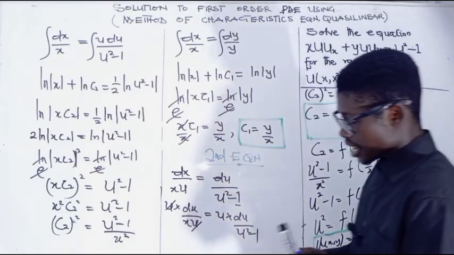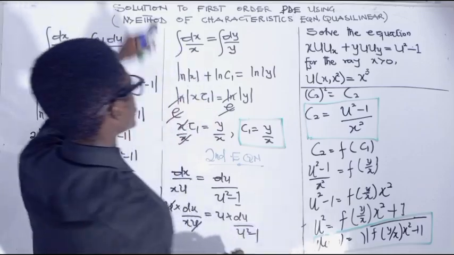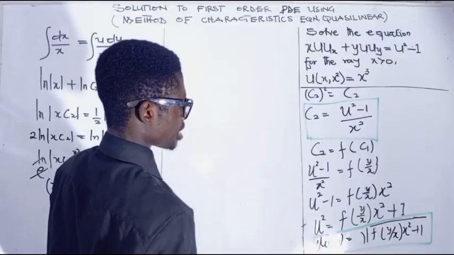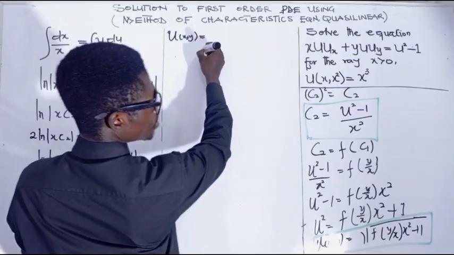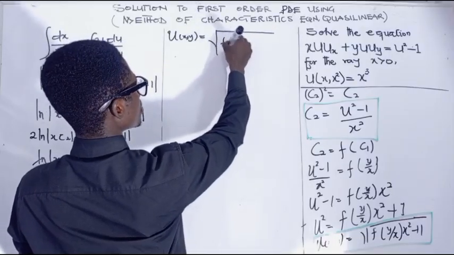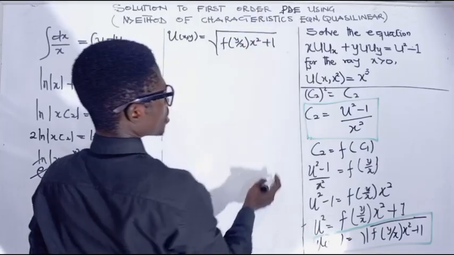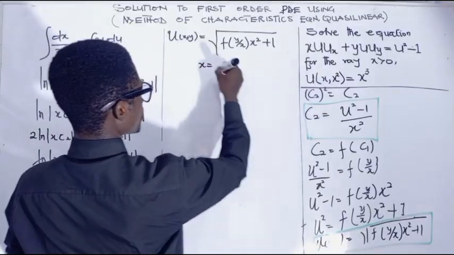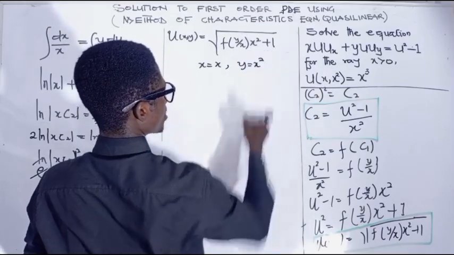So we realize that we're given an initial condition. So this is the initial condition, and we have to look for the particular solution. So let's write our general solution. We have u at x, y is equal to the square root of. So with the initial condition, it means that wherever you see x, we plug in x, and wherever we see y, we plug in x squared. Very, very interesting.